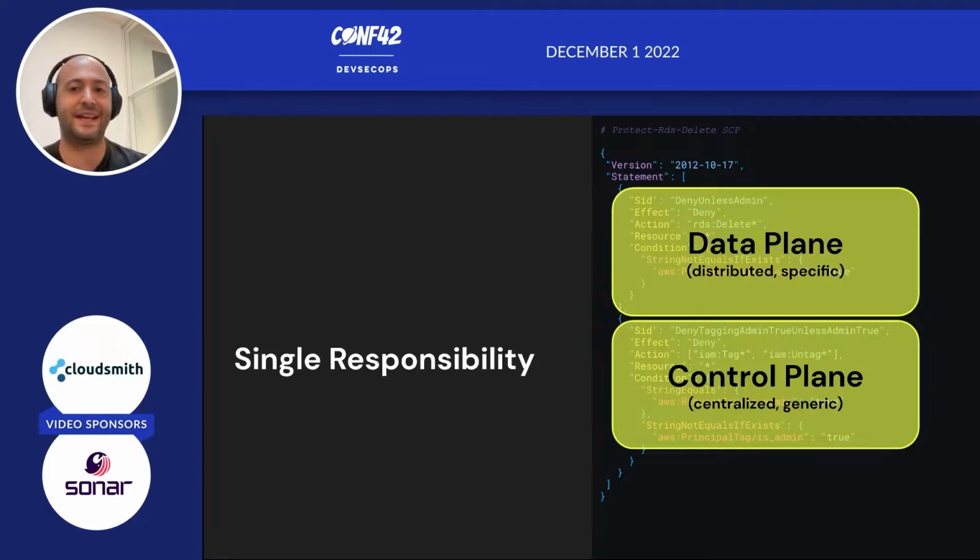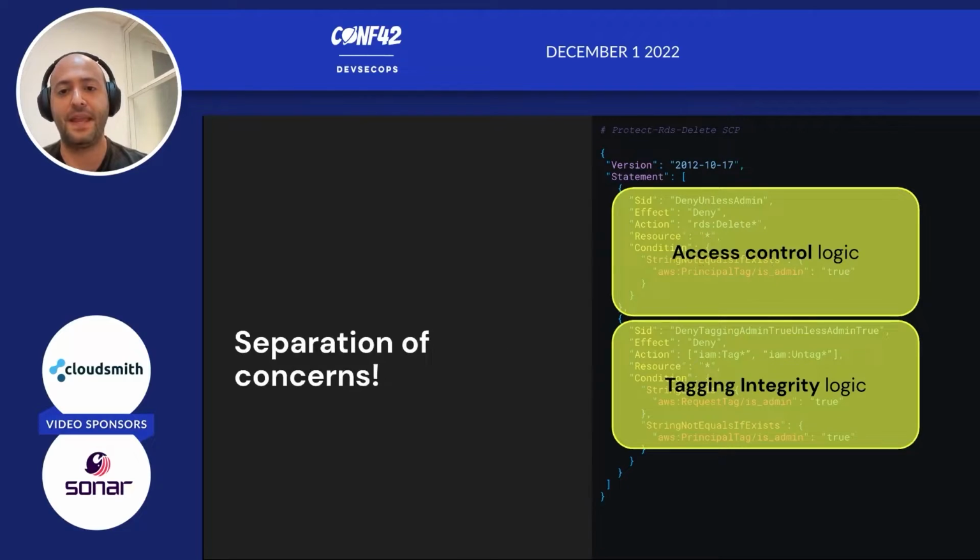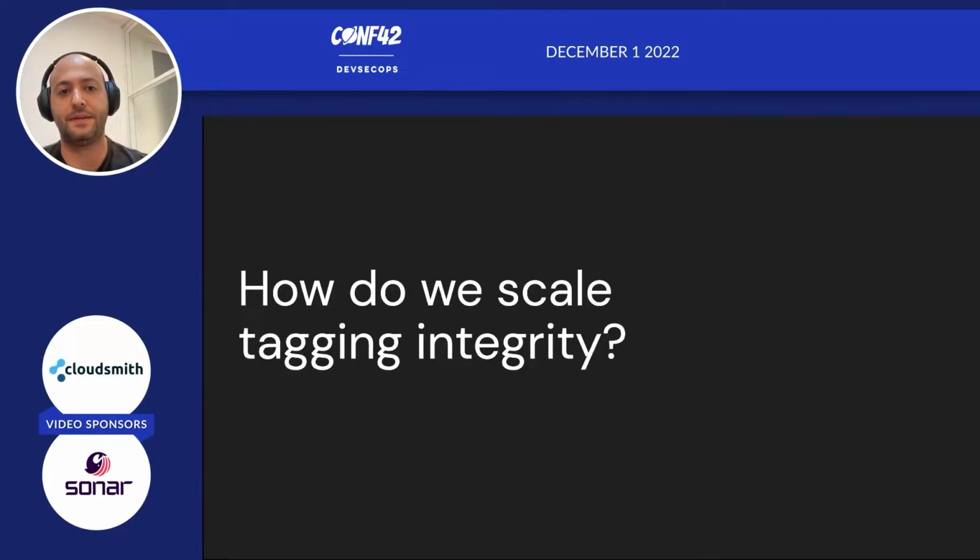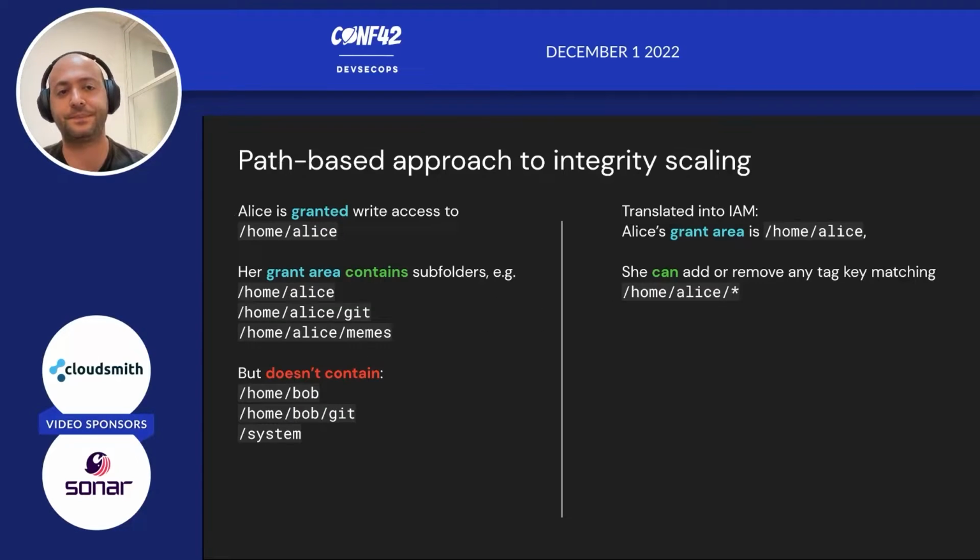What we have here is a classic scenario of data plane, which is essentially who can do what, depending on tags, and the control plane, which is sort of like the integrity logic. And this is how we perceive these two things. There's the access control logic and the tagging integrity logic. The first one is plain and simple, and the other one is kind of tricky to implement. But we want to be able to scale the tagging integrity for our SCPs in organizations.